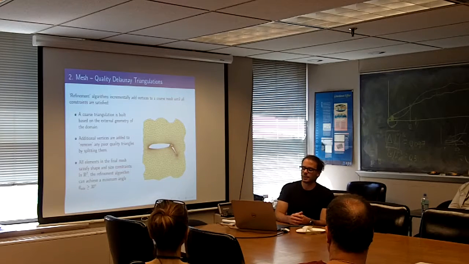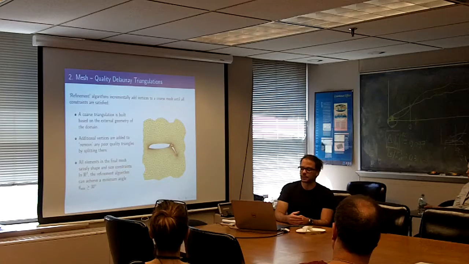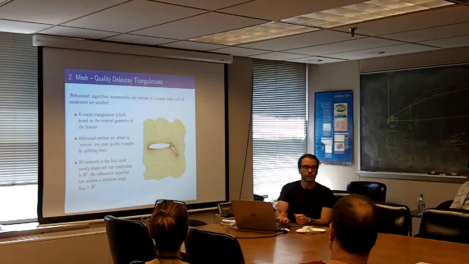So in 2 dimensions, this type of Delaunay refinement scheme can guarantee a minimum angle greater than 30 degrees. That means that all of the triangles are typically reasonably well shaped.